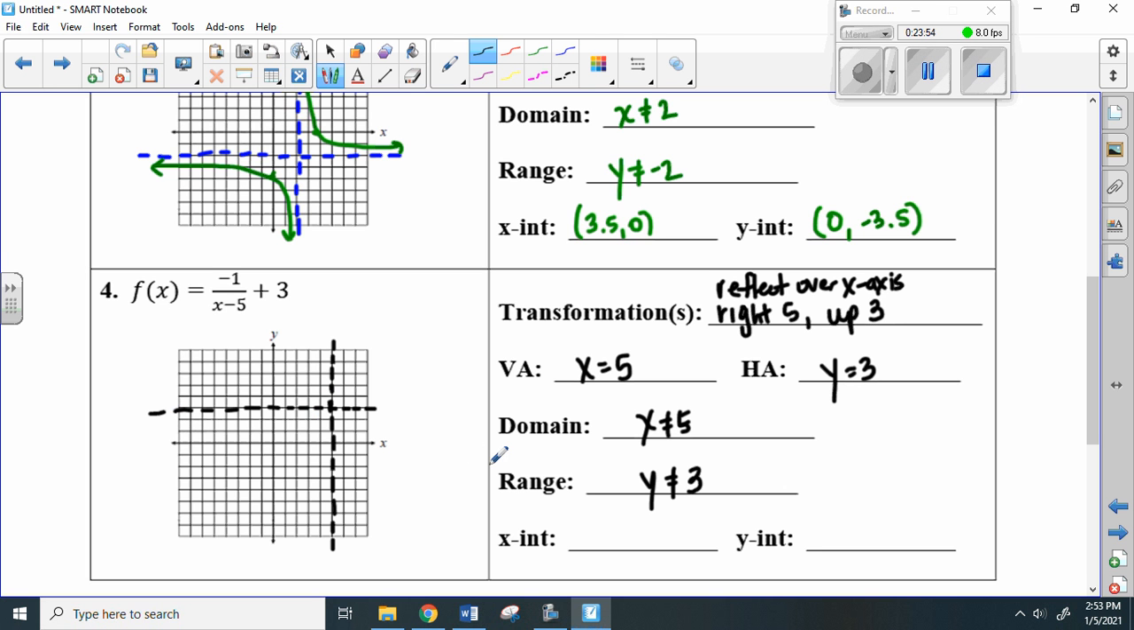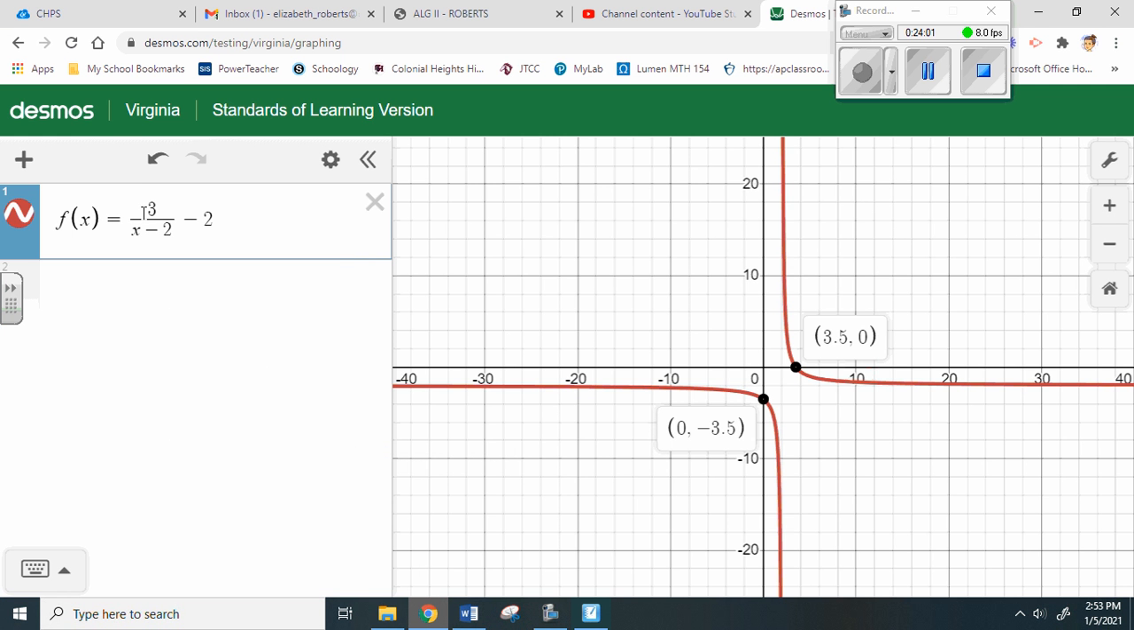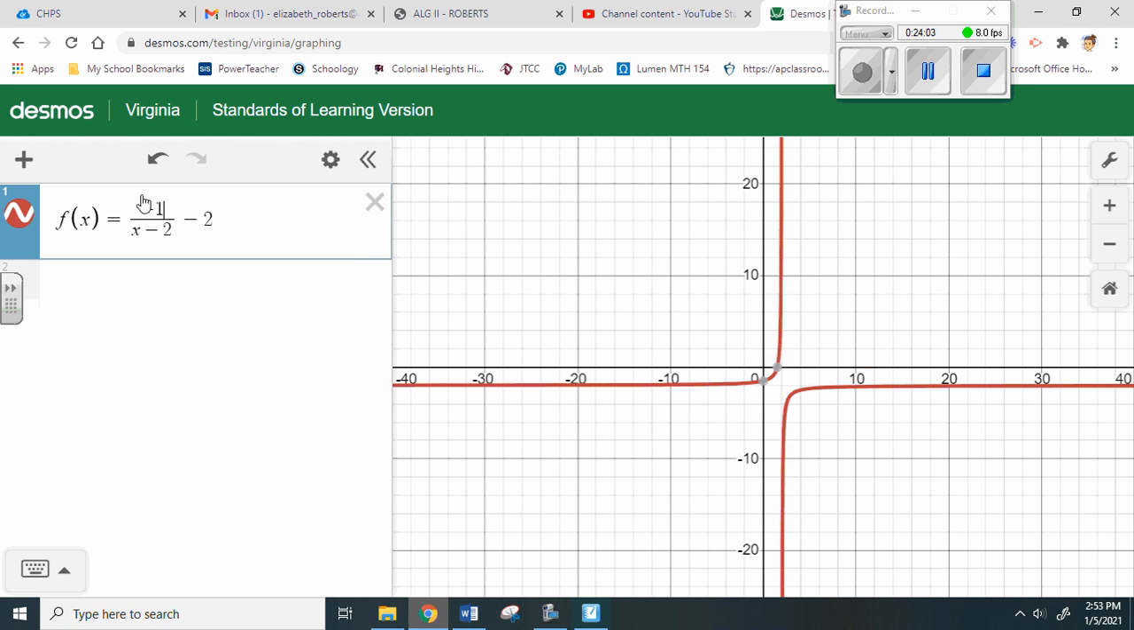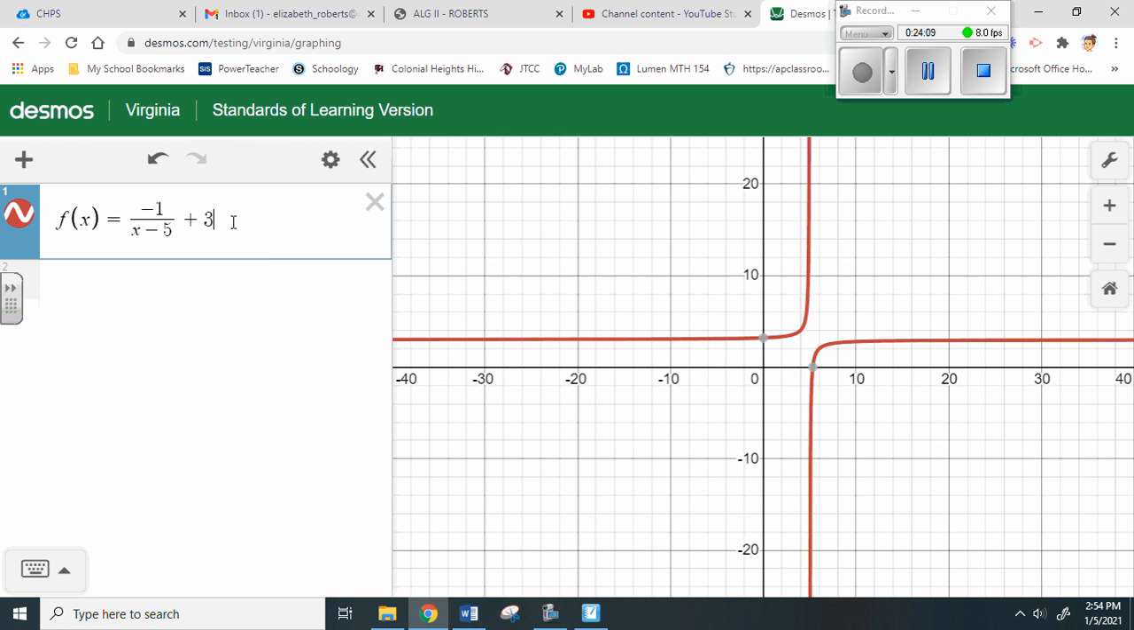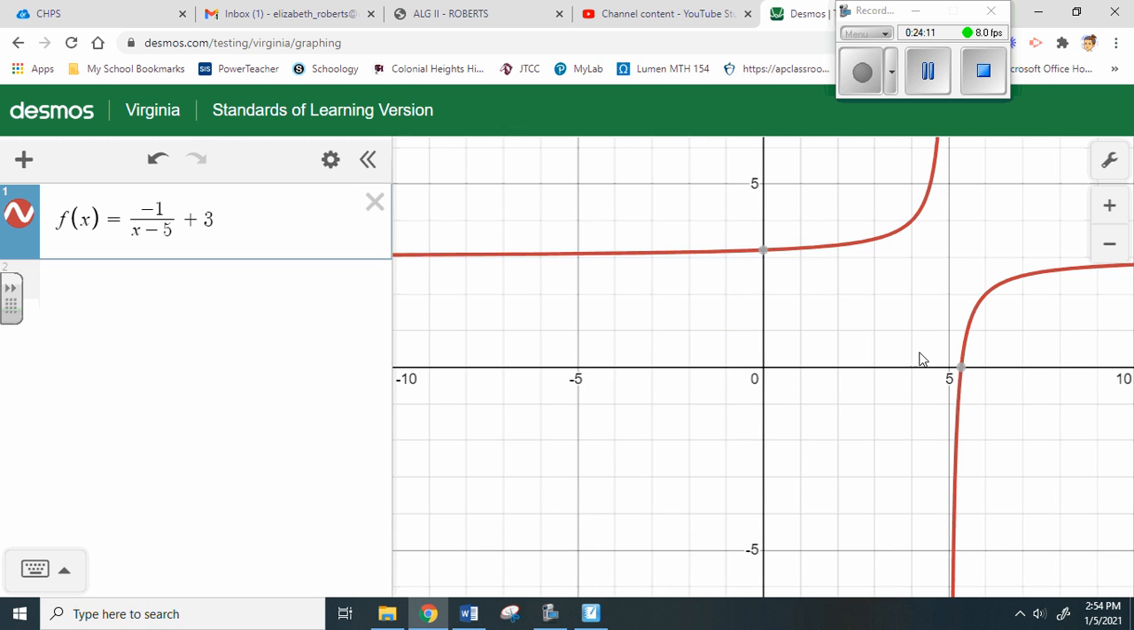And then I'm just going to use Desmos to get my intercepts. So one last time over to Desmos right now. Change the top to a -1. The bottom should be x -5. And then out here, I should have a +3. All right, I'll hit the home button. You can definitely still see your 2 curves, and you can get your intercepts. Okay?